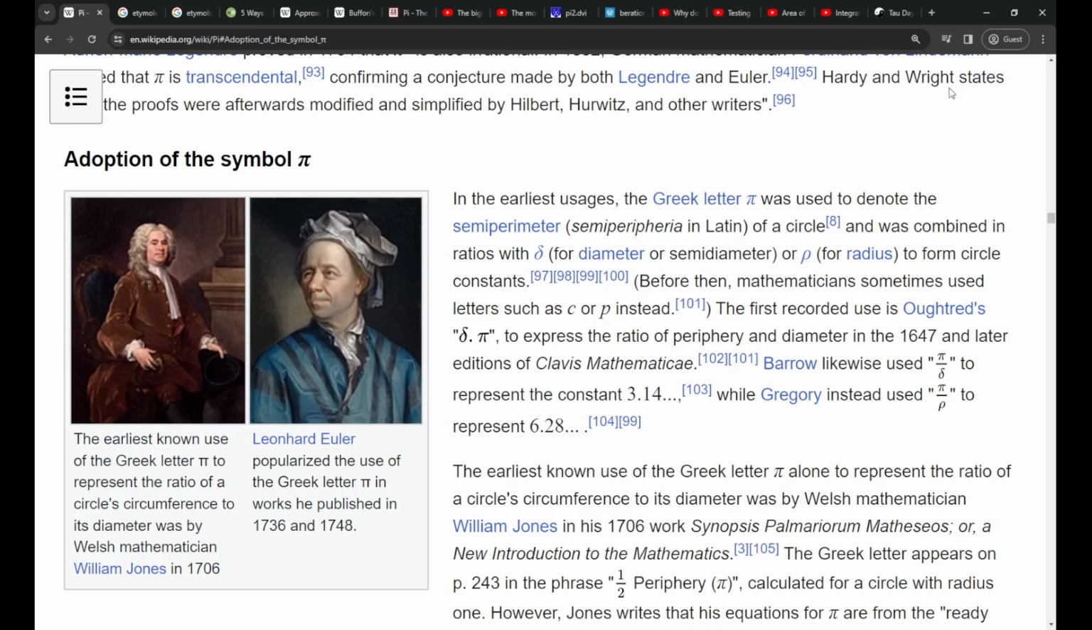But here we are. Two guys, one of which I've heard of before, Leonhard Euler. Leonhard Euler popularized the use of the Greek letter pi in works he published in 1736 and 1748. The earliest known use of the Greek letter pi to represent the ratio of a circle's circumference to its diameter was by Welsh mathematician William Jones in 1706. So there you have it.